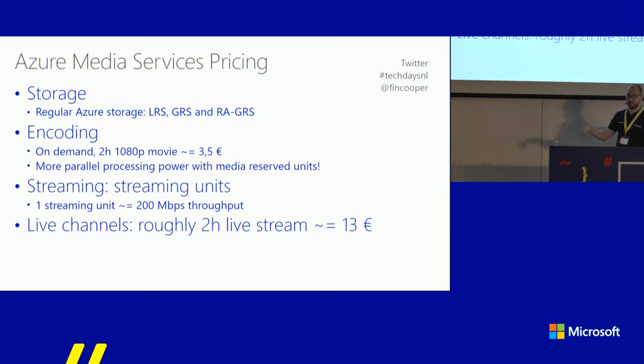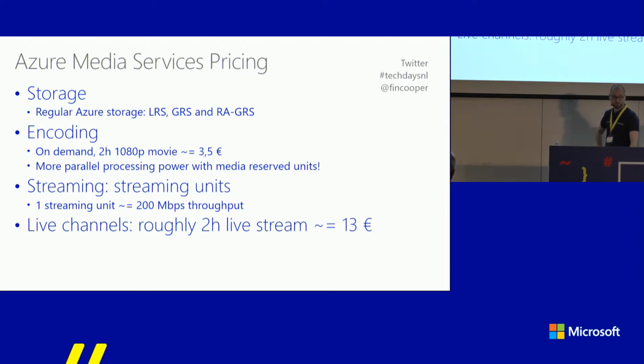So encoding jobs cost depending on how fast we want to encode. The more media reserved units we have, the faster we can encode any content. But if we want to go with the slowest possible one, we can. I've calculated here an example of a full HD movie. Encoding that into variable bitrate costs roughly €3.5, so $4.50.